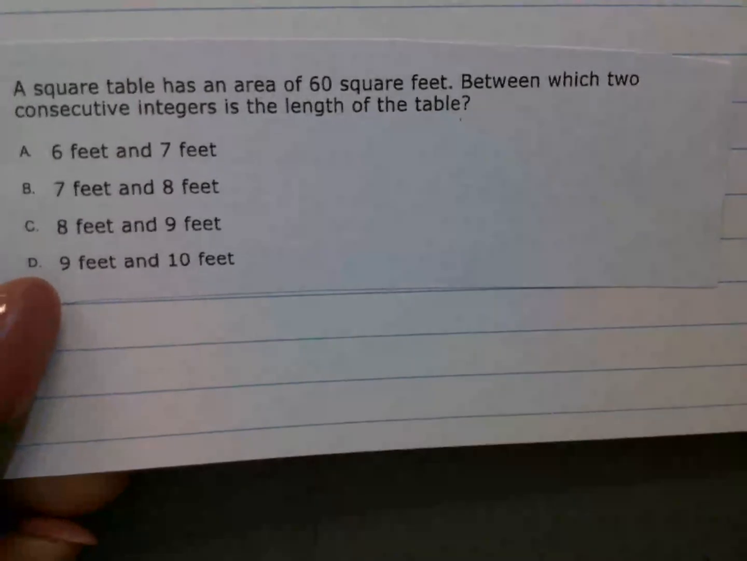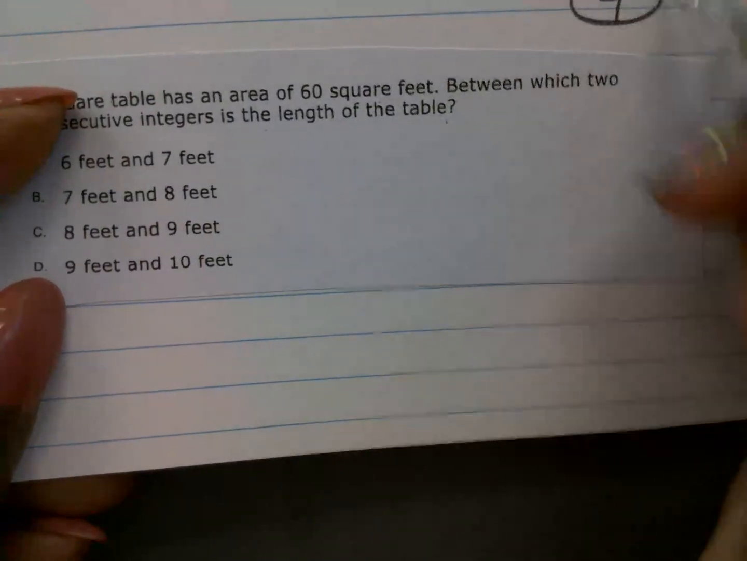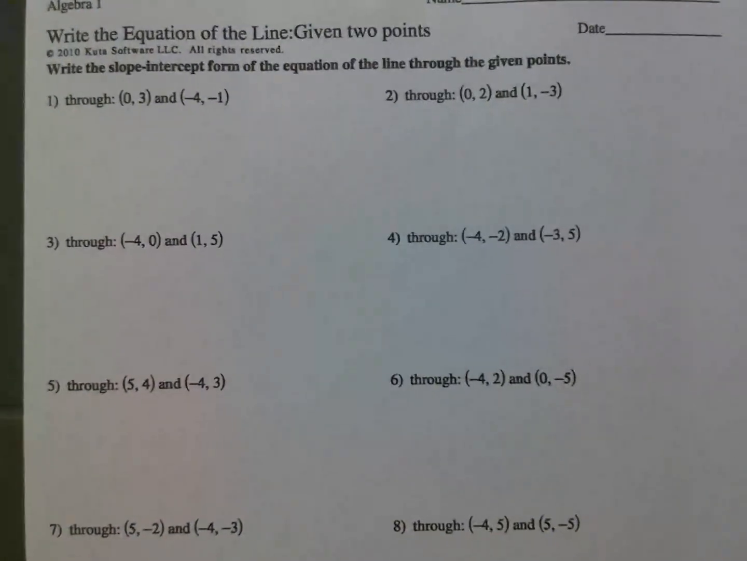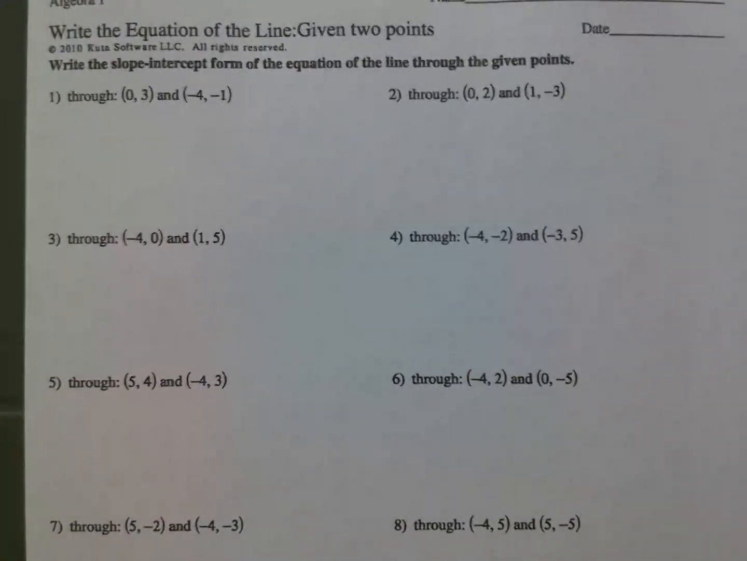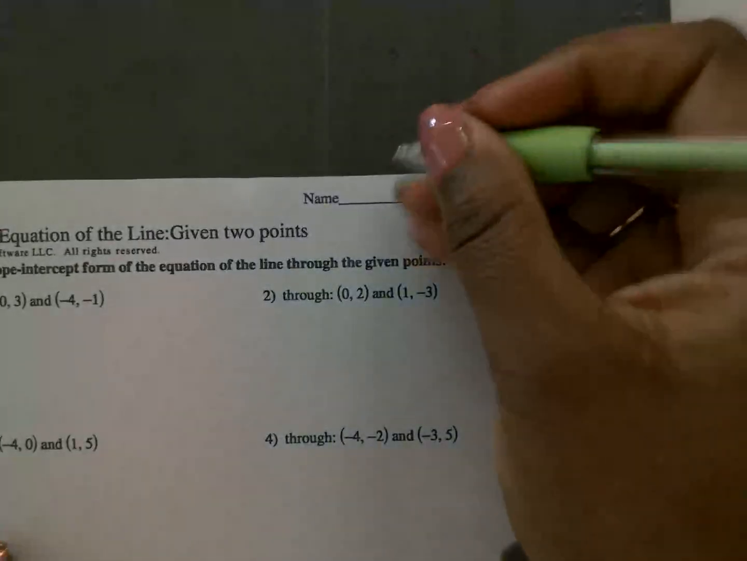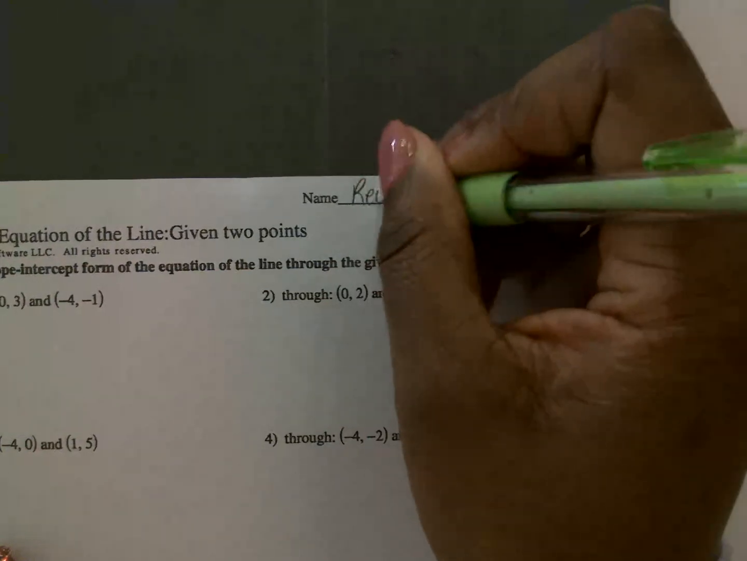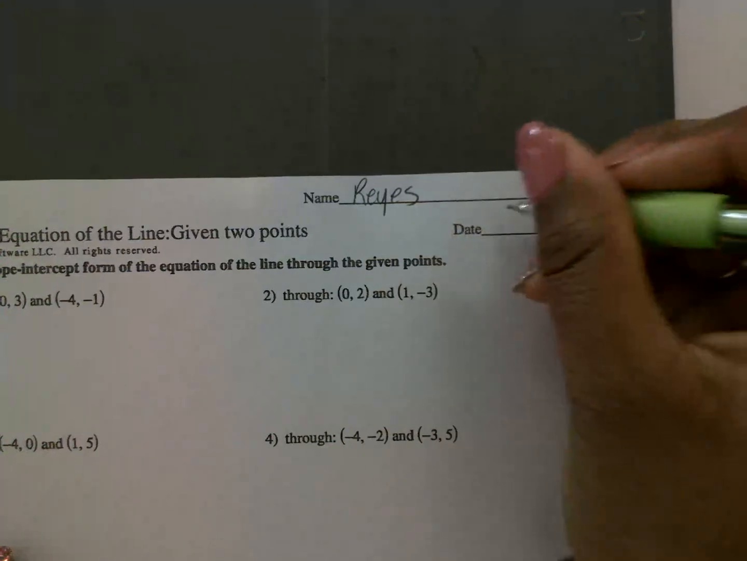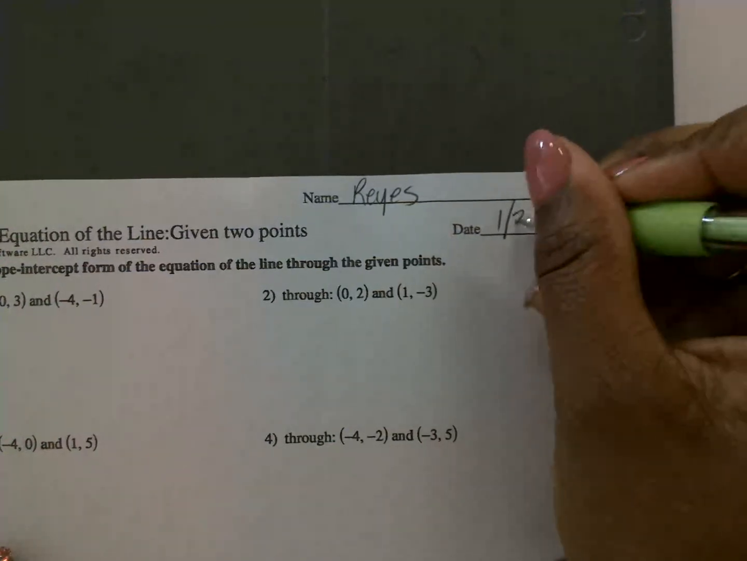This is card number, that was 6. This is card number 7. So please answer these two questions. Okay. All right. After you answer those two questions, please make sure that if you need to pause the video, please make sure that you put your first and last name on this sheet here. Please put the period beside your name and please put today's date.